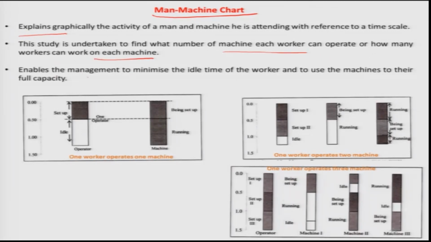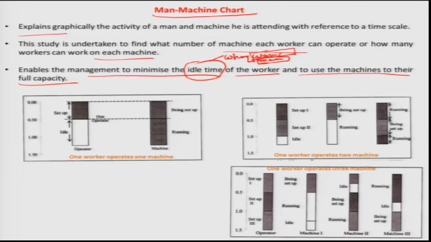That enables the management to minimize the idle time of the worker and to use the machines to their full capacity. Idle time is the time when the worker or the machine, both, may be idle. Sometimes the machine is waiting for the next operation and sometimes the worker is waiting until the operation in a machine finishes. Okay. First I will explain. I am taking 3 examples for the man machine chart.